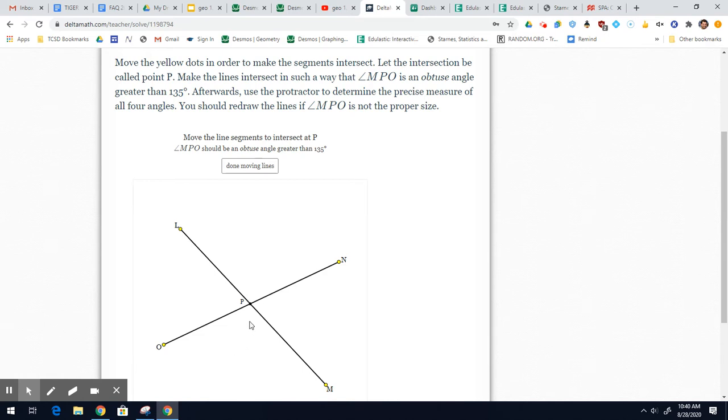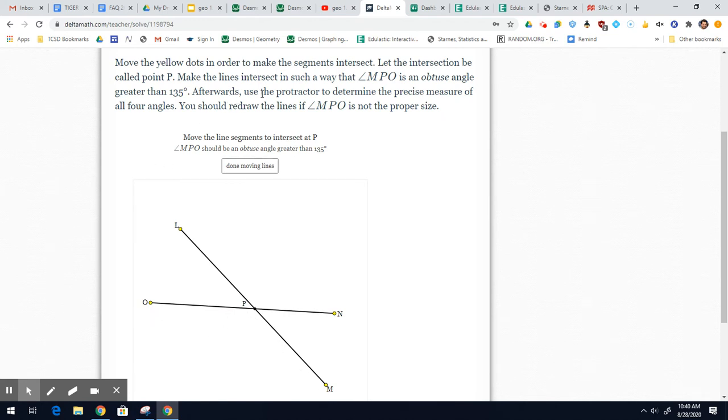obtuse angle greater than 135. Well, MPO looks like an obtuse angle, but I don't think it's greater than 135. That looks almost like 90. So I need to move my yellow dots to make this happen. I'm going to slide O this way. I'm going to slide N this way. And now that looks like MPO is greater than 135.